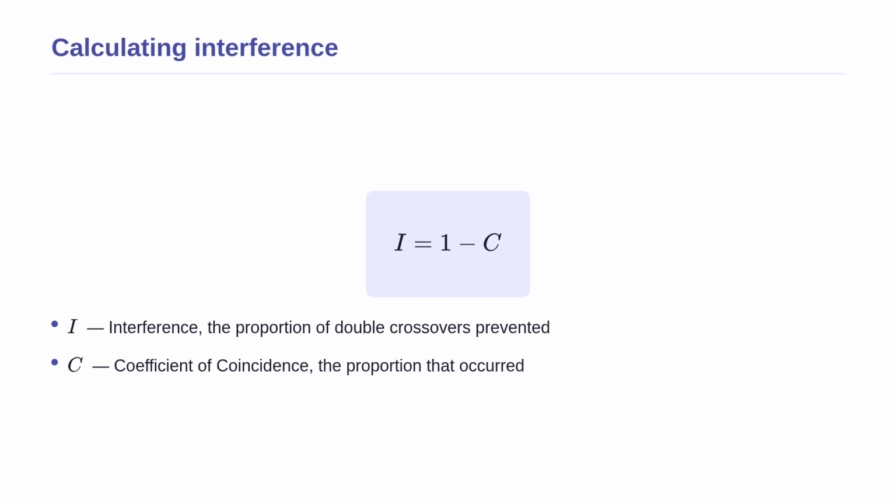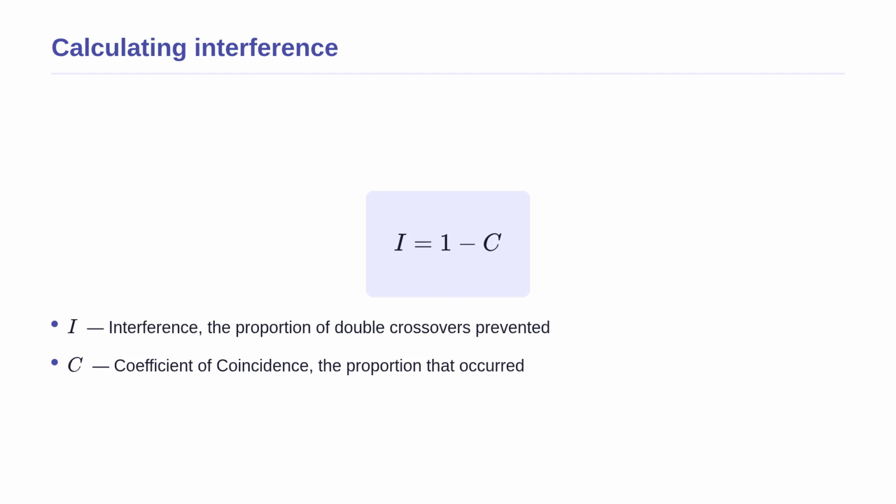Once we have the coefficient of coincidence, we can easily calculate the actual interference. This formula introduces the concept of interference, represented by the symbol I. While the coefficient of coincidence tells us the proportion of expected double crossovers that actually occurred, interference tells us the proportion that were physically prevented or blocked. It is a direct inverse relationship.